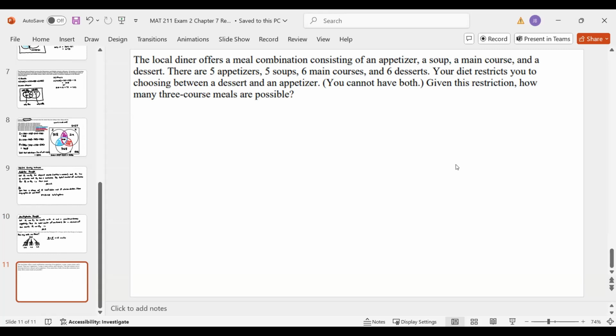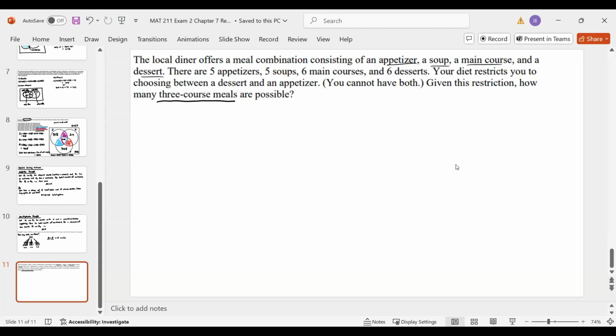Your diet restricts you between choosing a dessert and an appetizer. You cannot have both. Given this restriction, how many 3-course meals can you have? Okay, so if we count, there are 1, 2, 3, 4 courses, but they ask for a 3-course meal, right?